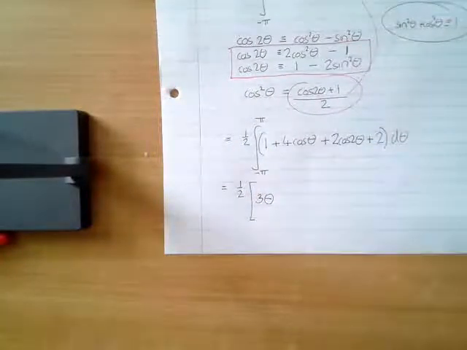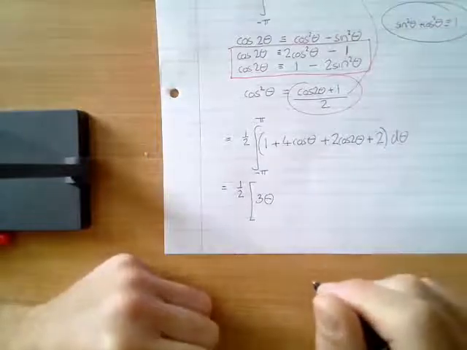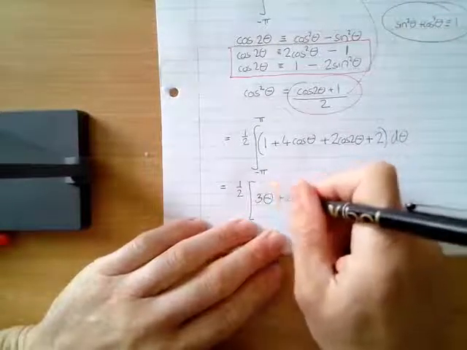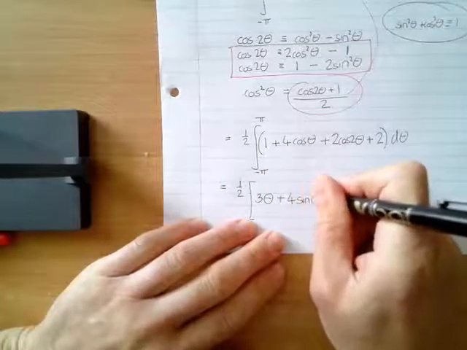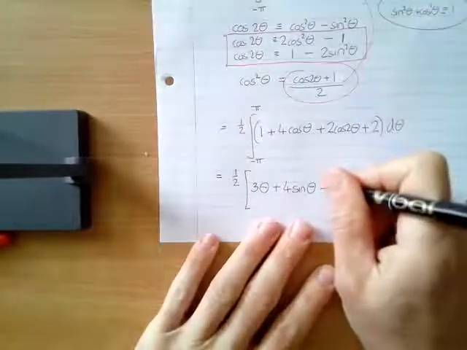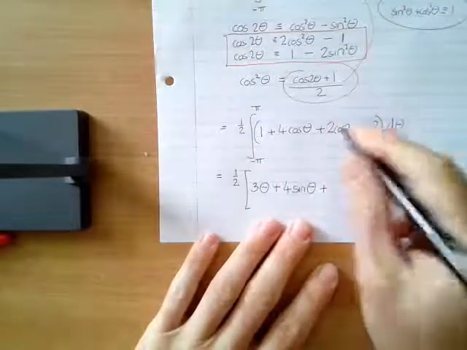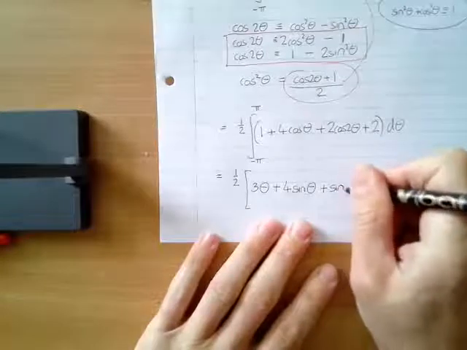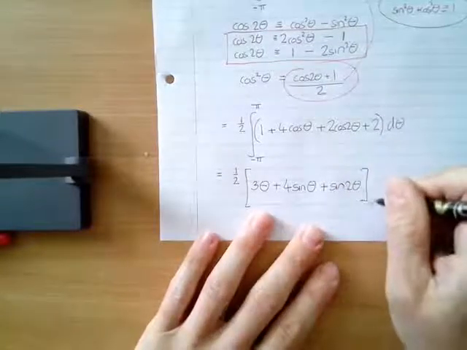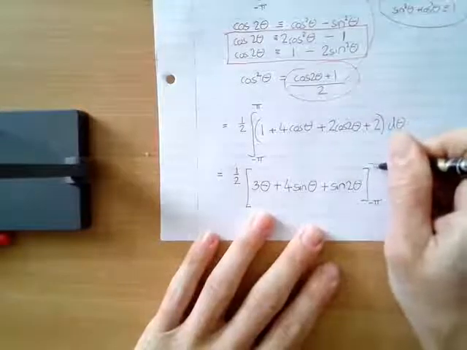The integral of cos, can you remember? Well, the differential of sine is cos, so the integral of cos must be sine. So that must be 4 sine theta. Now, the integral of cos 2 theta is sine 2 theta over 2. So I'm going to get plus sine 2 theta over 2, but there's a 2 on the top, so that just becomes sine 2 theta, and I'm done. And that's between minus pi and pi.